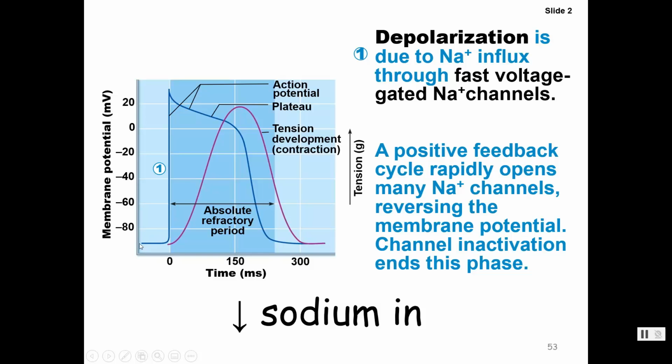So we are going to go from about -90 to about 30 millivolts. And so this is going to be called depolarization because we were polarized and now we're not polarized. It is due to sodium influx. So we have fast voltage gated sodium channels that are going to open and sodium is going to rush in. So positive ions rush in, this becomes more positive. When we get up here, those sodium gates are going to close.